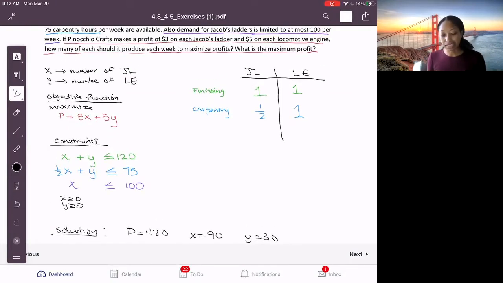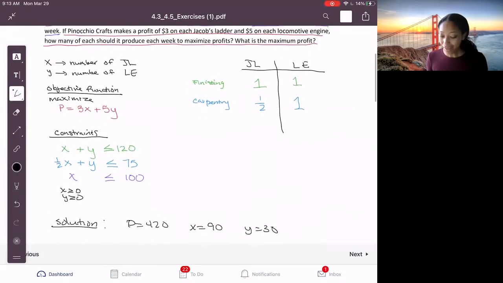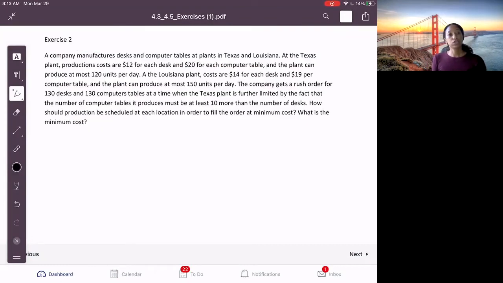Hopefully you're starting to feel like this is very repetitive. Same thing over and over. You get it. If so, good, because it's more of this that's just going to keep coming. All right, on to exercise 2.